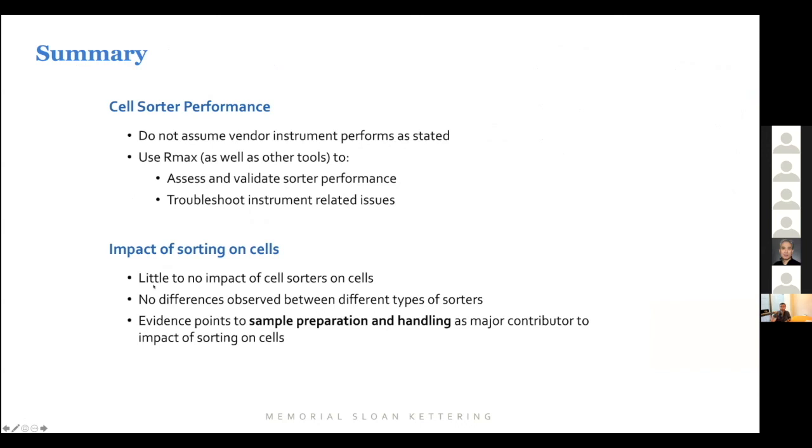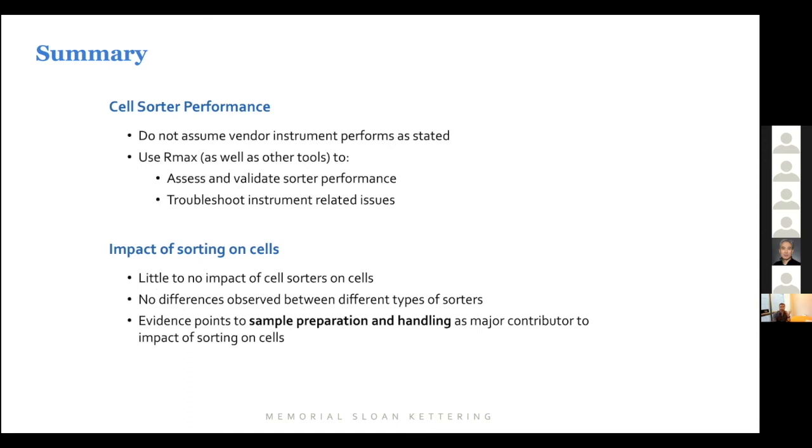looking at the impact of cell sorters on cells have seen very little or no impact. I would say, except maybe for a few cases when we're looking at metabolism, but metabolism may change just because we're changing the conditions in which we suspend the cells, nothing to do with the sorter. That remains to be addressed in a systematic way. So the evidence points to sample preparation and handling, not the sorter, as a major contributor to the impact of sorting on cells, right?